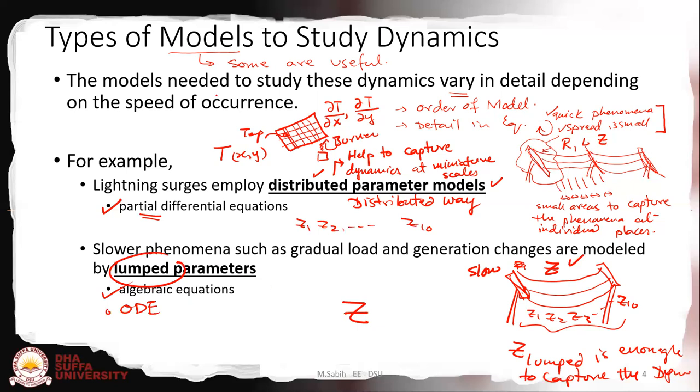So we have to have some different types of models to study the dynamics. Okay, and every model will give us a different insight, and they are important to study different types of disturbance. So disturbance 1 is studied by this one, and disturbance 2 is studied with the help of the lumped parameter models.